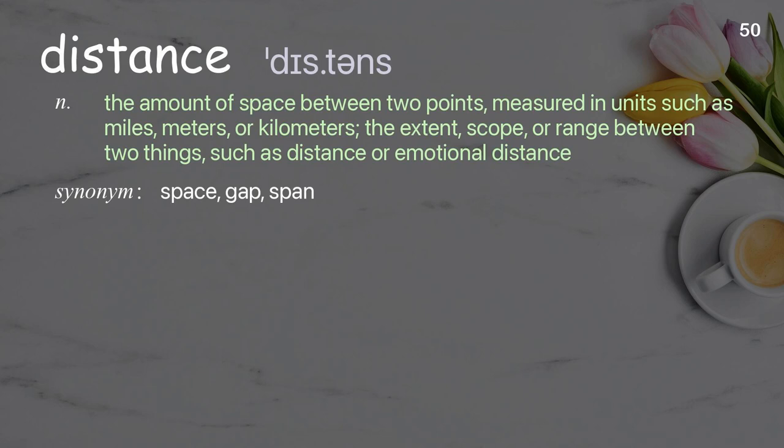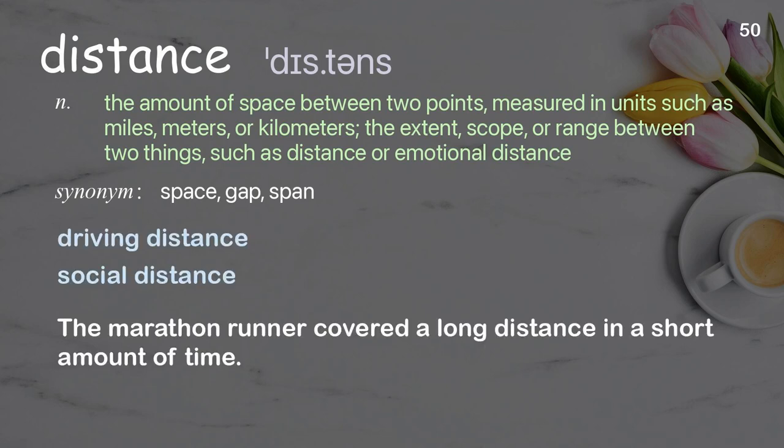Distance. The amount of space between two points, measured in units such as miles, meters, or kilometers, the extent, scope, or range between two things, such as distance or emotional distance. Examples: driving distance. Social distance. The marathon runner covered a long distance in a short amount of time.